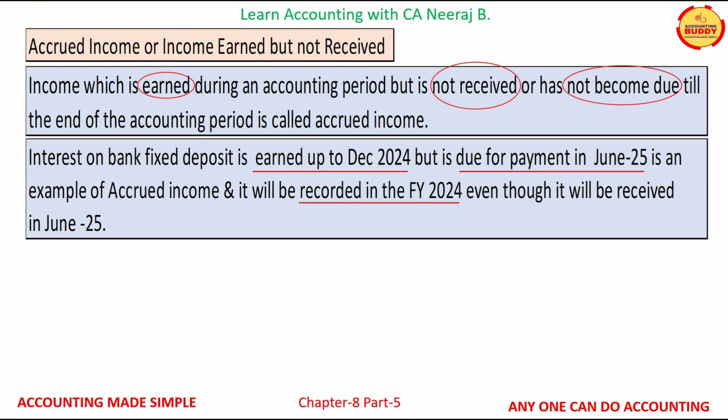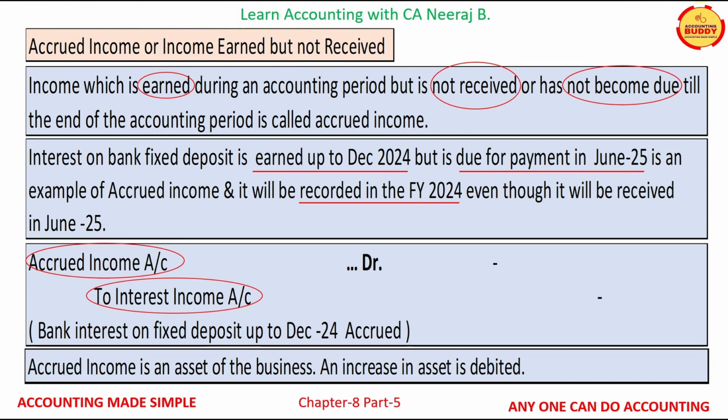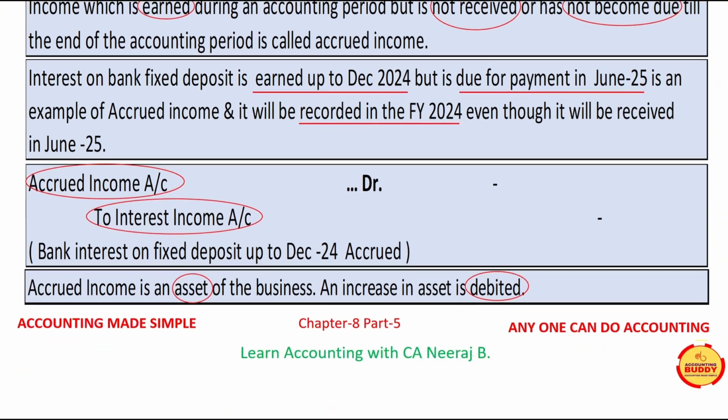The journal entry for accrued income transaction will be recorded as shown on your screens. Debit accrued income account, credit interest income account. Accrued income account is an asset of the business and increase in asset is always debited.